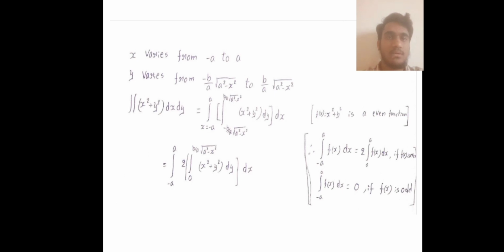Integral minus a to a. We have to use the formula: integral minus a to a f of x dx is equal to 2 times integral 0 to a f of x dx, if the function f of x is even. Here f of x is equal to x square plus y square, which is an even function. The limits change from minus a to a to 0 to b by a root of a square minus x square, of x square plus y square dy into dx.